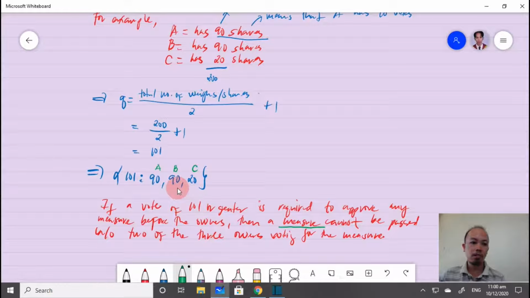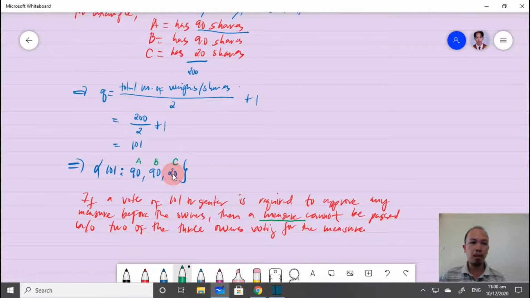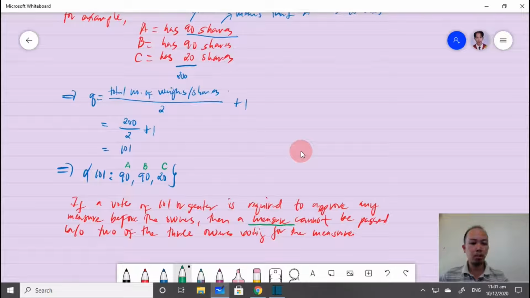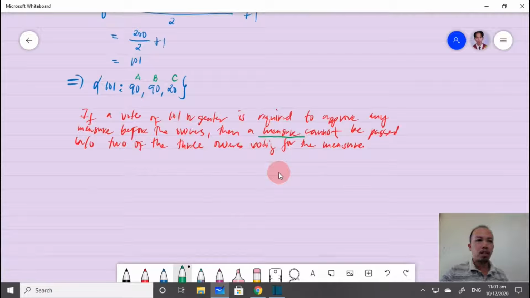Two of the three owners must be present in this scenario. So that's what we mean by a weighted voting system. So the power of C is the same as that of A and B. Okay, so let's try to modify this weighted voting system here.